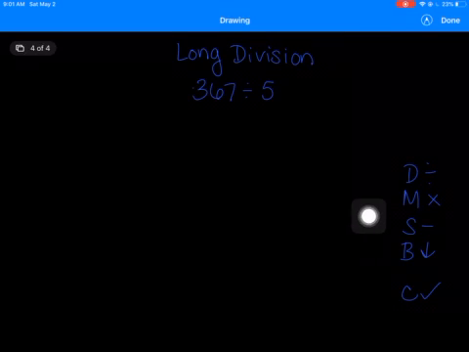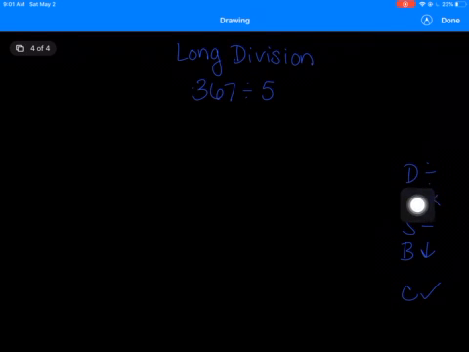So I already have my mnemonic device written down over here. And it stands for Does McDonald's sell burgers with cheese? And of course, each of those steps stand for a step in division. So division, multiplication, subtraction, bring down a number, and check your work. So let's go ahead and get started.